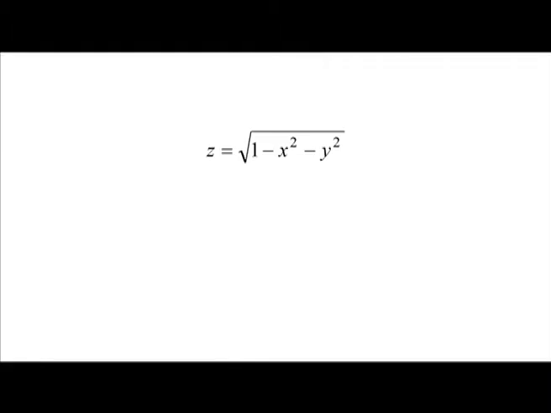As another example, consider the function z = square root of (1 − x^2 − y^2). We note that z is a real number only when 1 − x^2 − y^2 ≥ 0. That is, when x^2 + y^2 ≤ 1. So, D is the set of all ordered pairs (x, y) in the plane such that x^2 + y^2 ≤ 1.